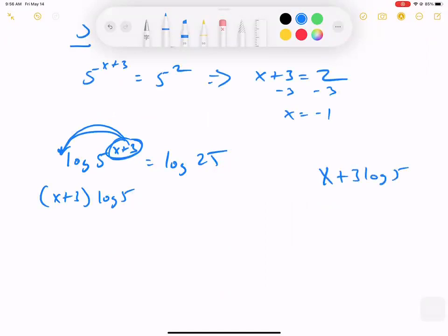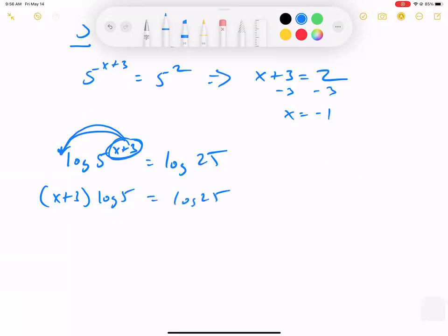Now, does that mean I'm multiplying log by both x and 3? No, this means the 3 goes to the log only, which isn't what we want. That's not what we want, right? So we have to put parentheses. So please don't be lazy about that. We have to write the parentheses here, is equal to log of 25.